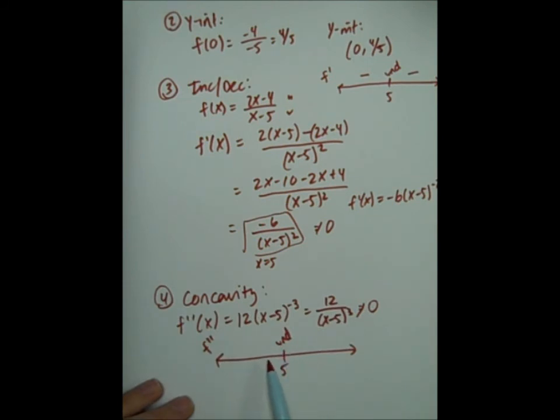Okay, plug in something less than 5, so how about 0? If I plug in 0, I'm going to get 12 over negative 5 cubed, which is definitely negative. And now let's plug in something to the right of 5, so maybe 6. So 12 over 1 cubed is positive. So there's my concavity.